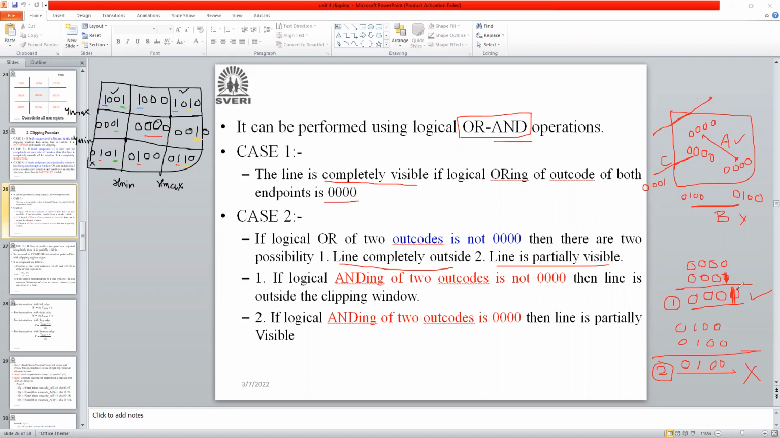Okay, so now I will do the logical end. So the first operation, the OR operation, is done. Now let us see for line C, what is the AND operation. Now I will do the ending between these two values, 0000 and 0001.